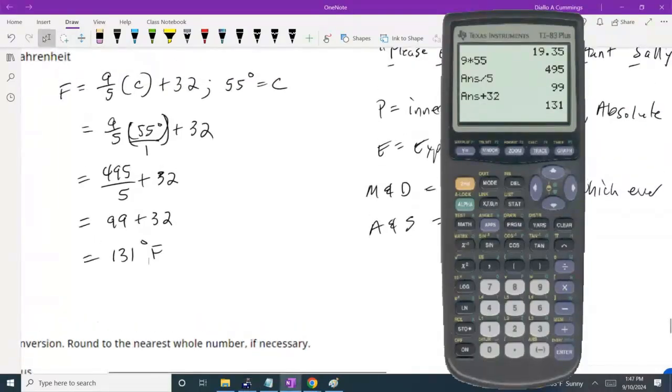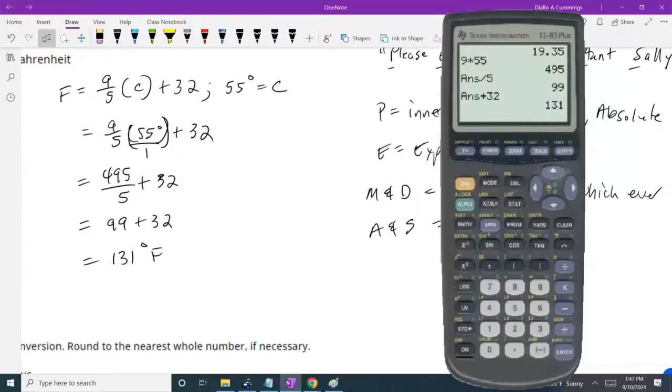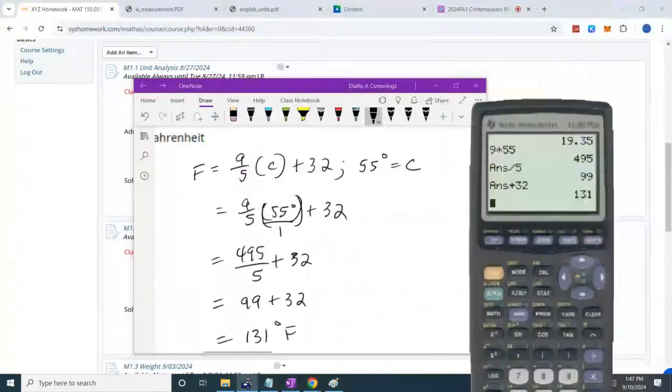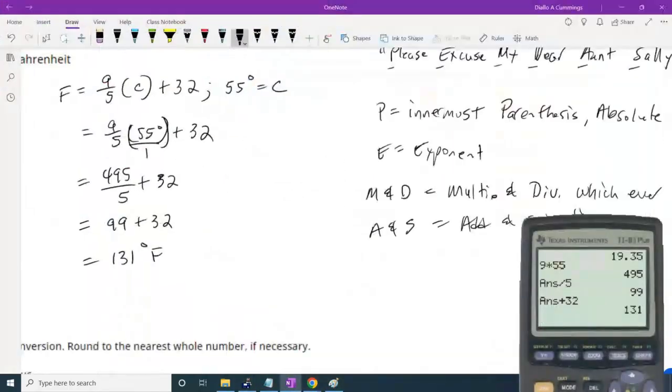So 55 degrees Celsius is 131 degrees Fahrenheit. Right. Any questions about that equation?